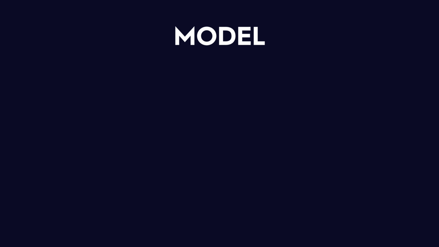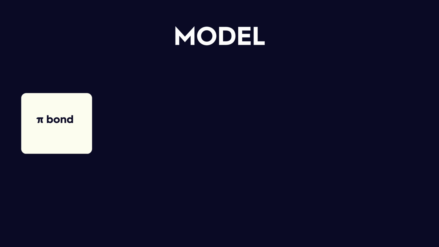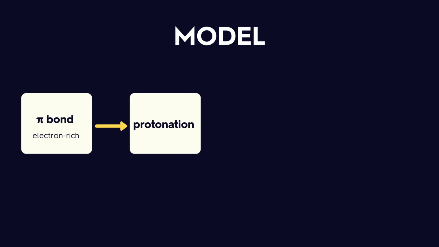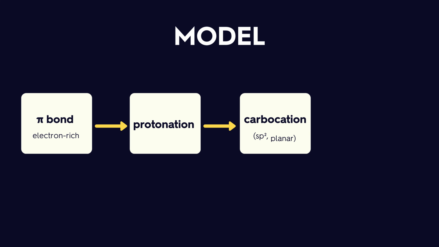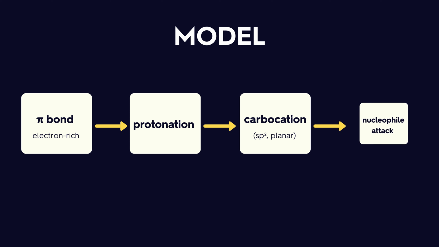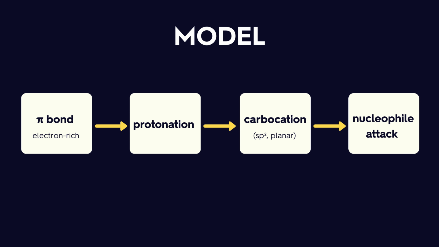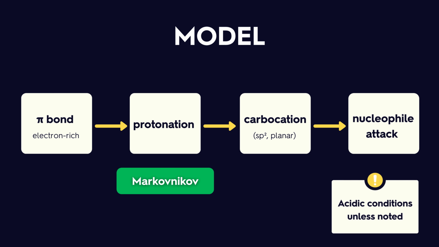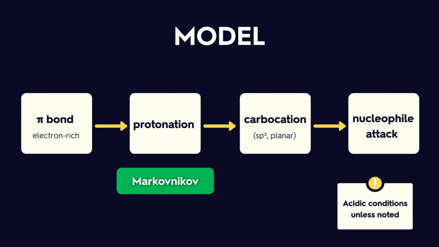Let's start with the model. The pi bond acts as an electron source, donating to hydrogen to make a positively charged carbon that is sp2 and planar. Then the nucleophile adds. Markovnikov placement happens because the first step prefers the more substituted carbocation.